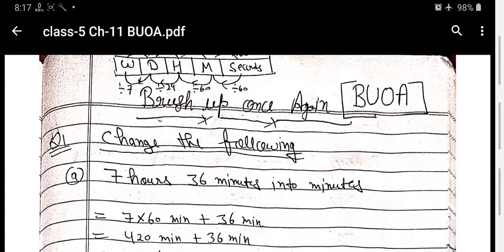So your first question is change the following. Now you have to convert 7 hour 36 minute into minute. All of you remember that previous table. When you convert hour into minute, you have to multiply what? 60.